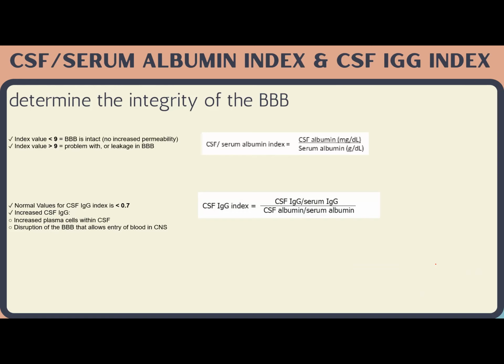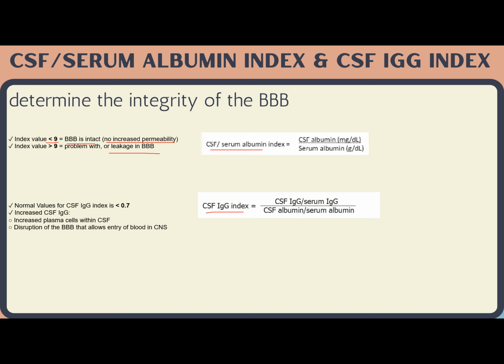Now, it's very important that you would be able to identify the integrity of the blood-brain barrier. So you would be doing two tests: a CSF serum albumin index and a CSF IgG index. If the CSF serum albumin index value is less than 9, the blood-brain barrier is intact, meaning no increased permeability. But if the CSF serum albumin index is greater than 9, there is a problem with your BBB, or there's a leakage with your BBB. Please remember the formula: CSF serum albumin index is equal to CSF albumin in milligrams per dL divided by serum albumin in grams per dL.